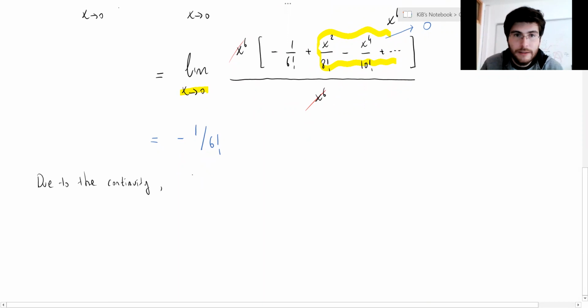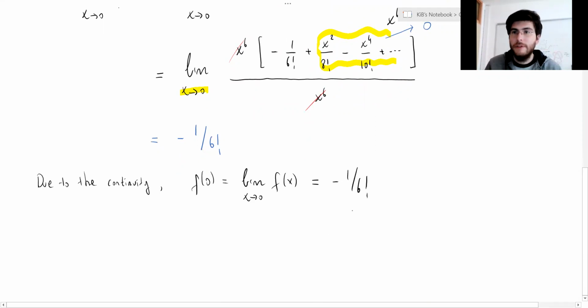what does it tell us? f(0) is exactly, by definition, the limit as x approaches 0 of f(x), and this is minus 1 over 6 factorial. This is f(0). So we computed f(0).